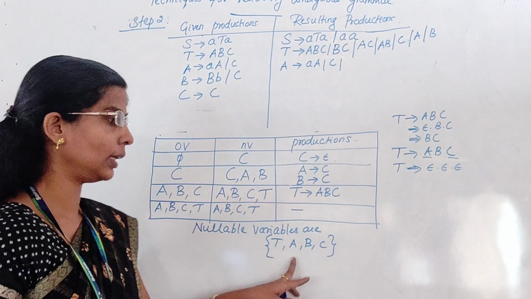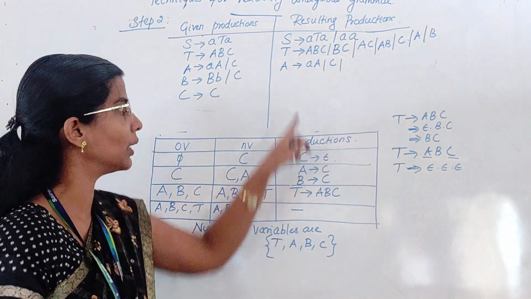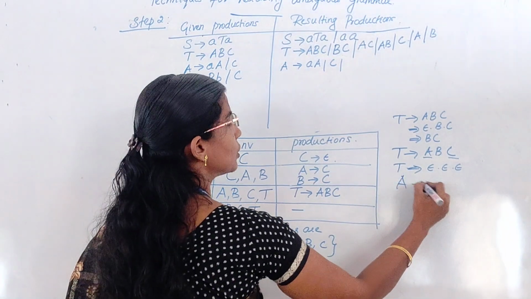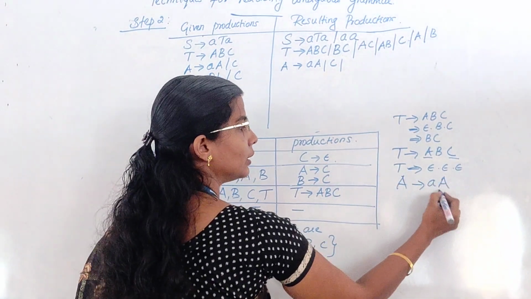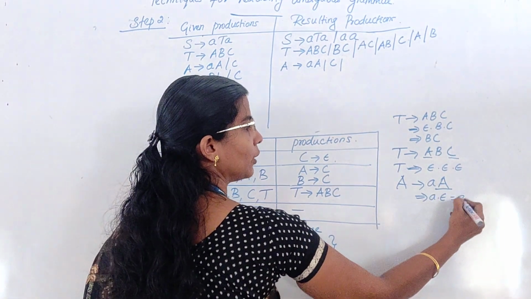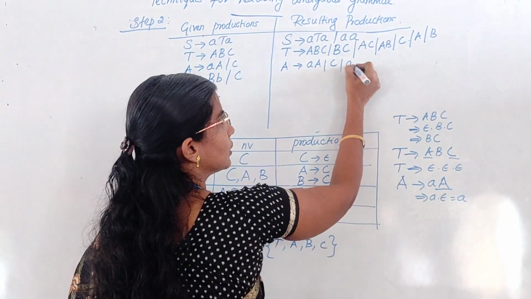A and C both are nullable variables. So in this production, A tends to A. For this capital A, you substitute epsilon. So what will you get? You will get A. You write this.